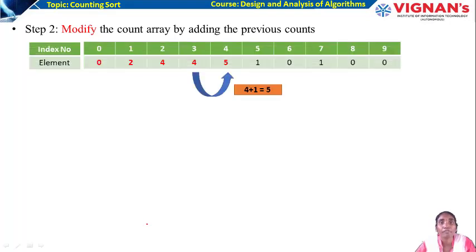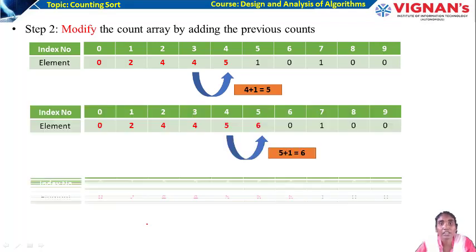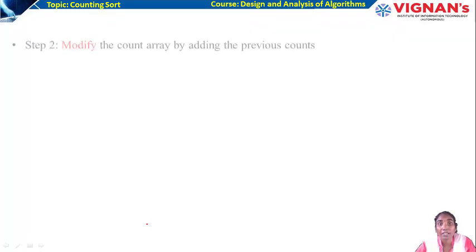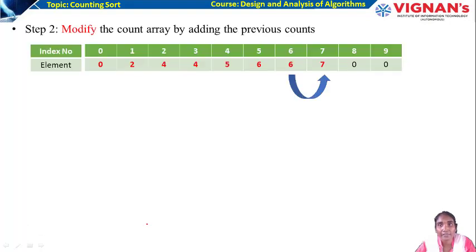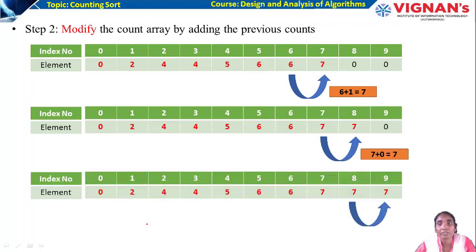So here 4 plus 1 is equal to 5, and then 5 plus 1 is equal to 6, and then 6 plus 0 is equal to 6, and then 6 plus 1 is equal to 7, and then 7 plus 0 is equal to 7, and then again 7 plus 0 is equal to 7. This is your modified array under step 2.